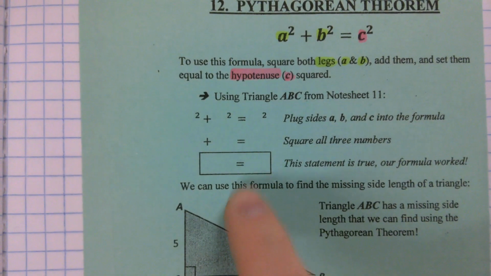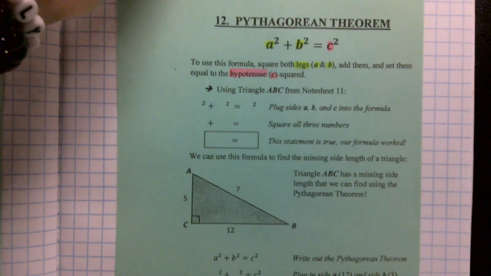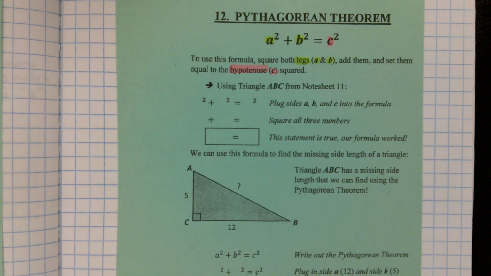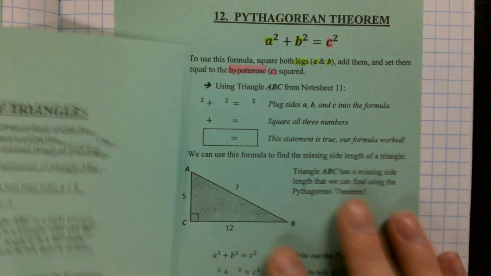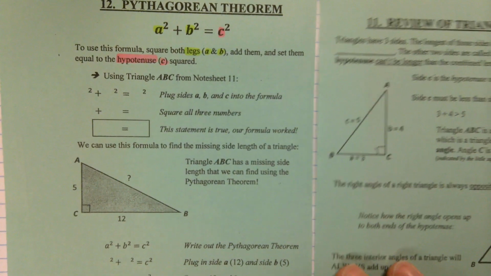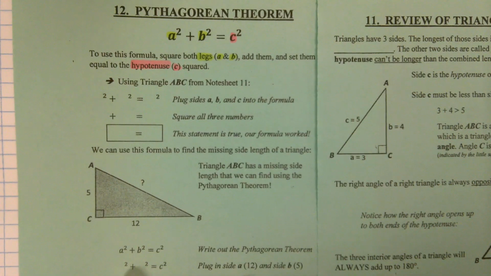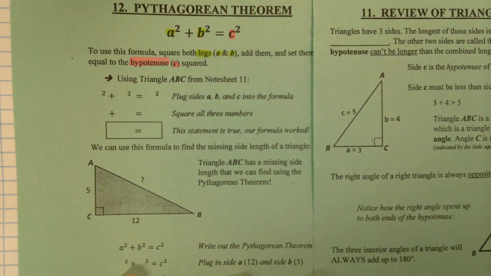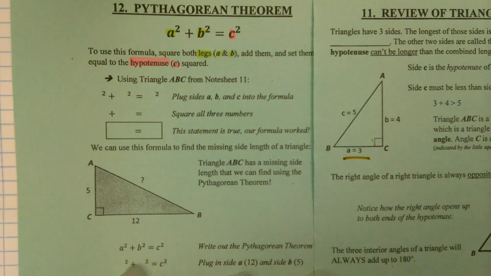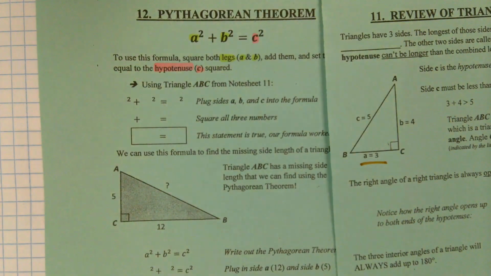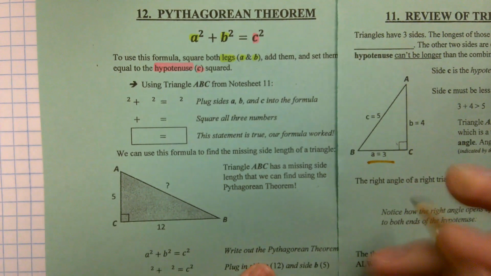So we're going to use triangle ABC from note sheet 11. So the one we got yesterday, take a look at triangle ABC. Here's triangle ABC. What is A equal to on this triangle? A is equal to 5. Is that what it says on the triangle? A is equal to 3. Here you go. A is equal to 3.